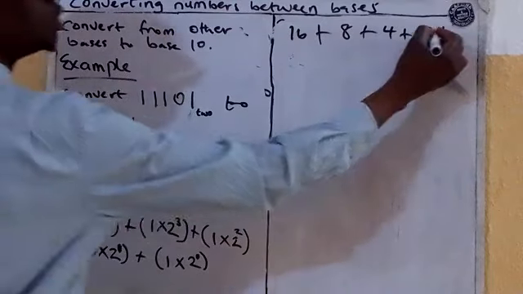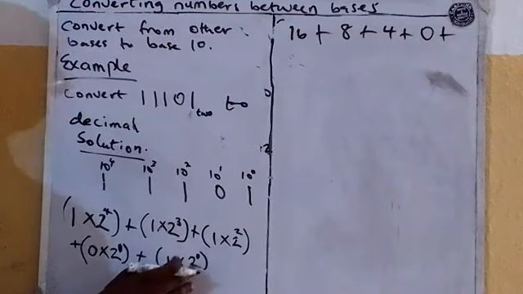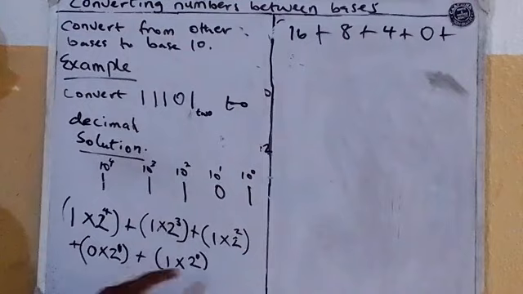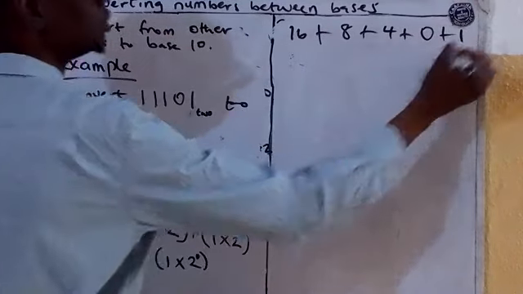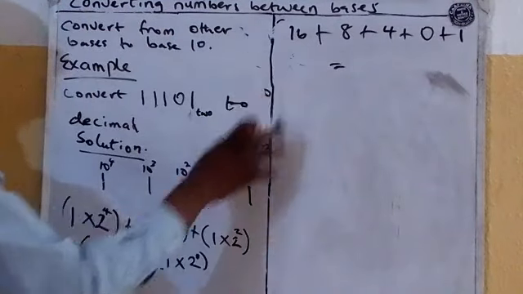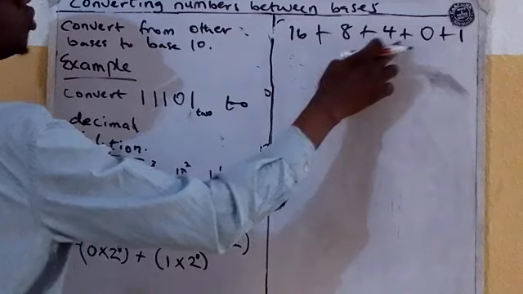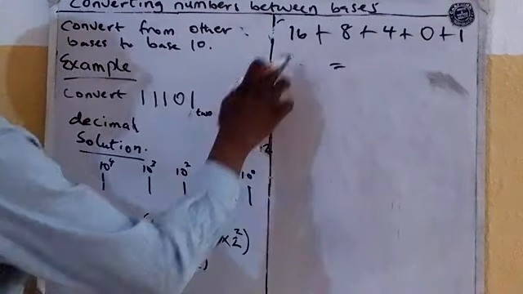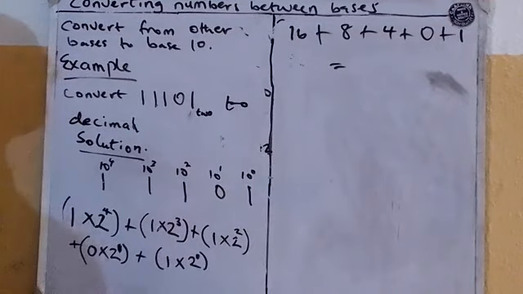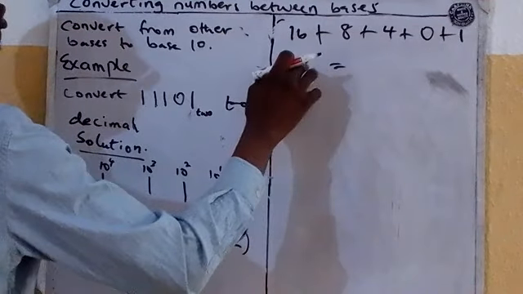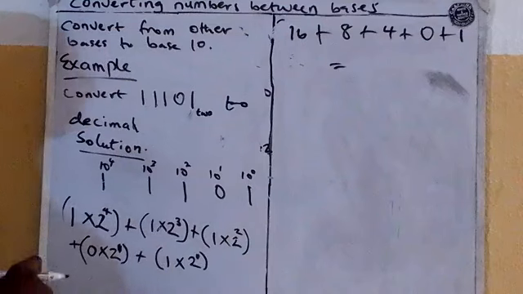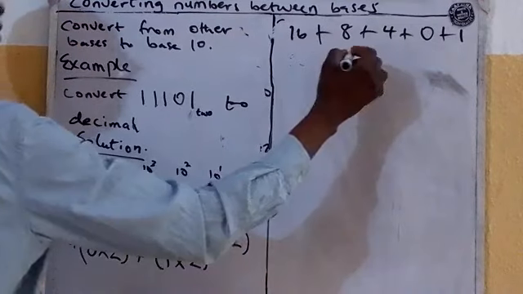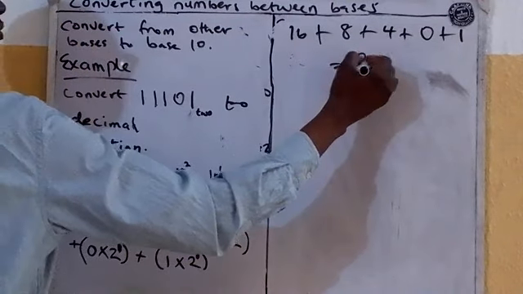Plus 2 raised to the power of 0 is 1. And 1 times 1 is 1. So the answer is 16 plus 8 plus 4 plus 0 plus 1. So I have it here as 16 plus 8 is 24. 24 plus 4 is 28. 28 plus 1 is 29.